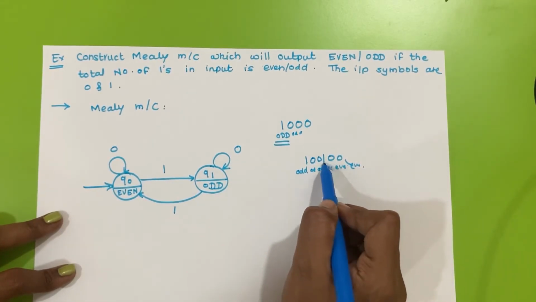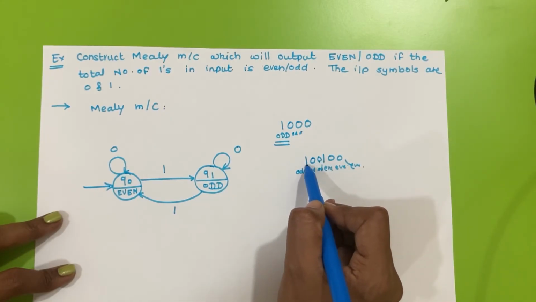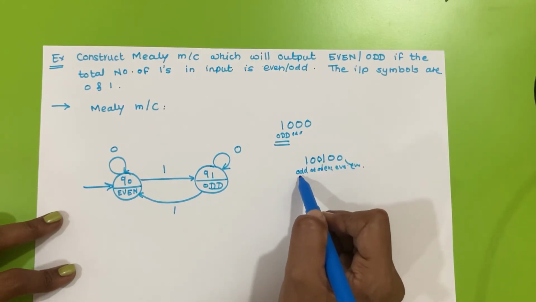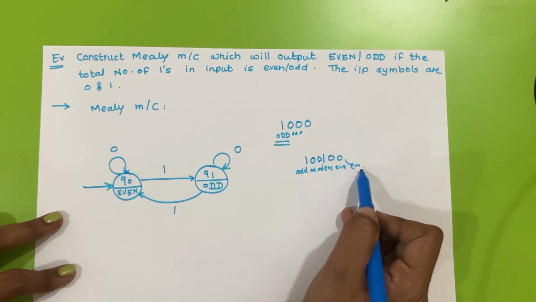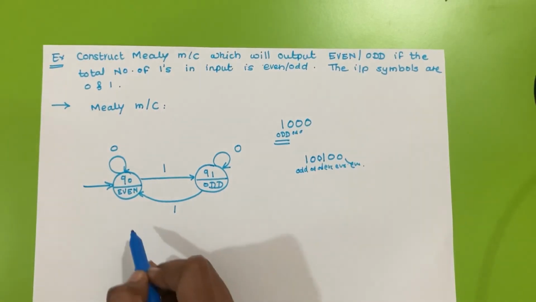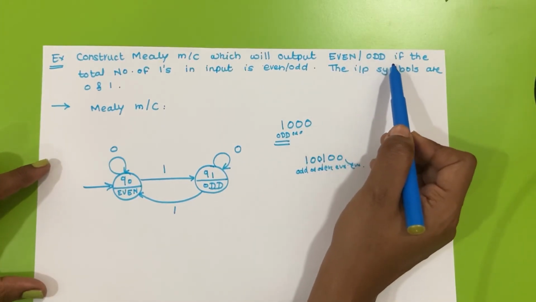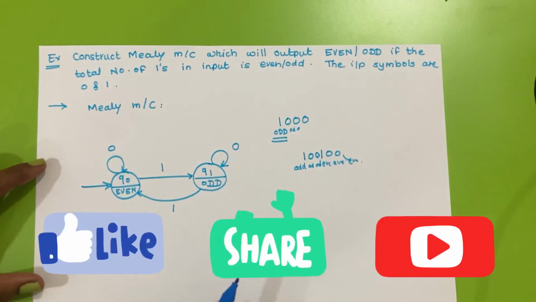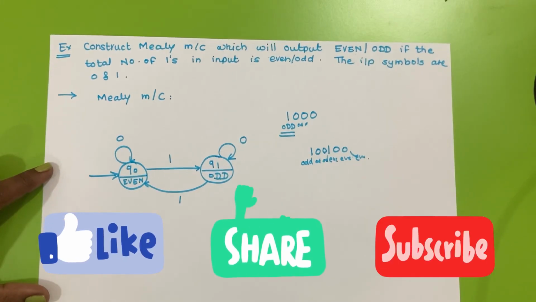For the first one it will produce odd, then odd, then odd. For the second it will produce even, and for the next zeros it will produce even, because up to this zero we have only an odd number of ones, and after this one we have an even number of ones. So for the first three it will produce odd, and after that it will produce even until it reads one more 1. So this is the Mealy machine which will output even or odd if we read an even number of ones or an odd number of ones. I think this is the final Mealy machine. Hope you have understood this problem.